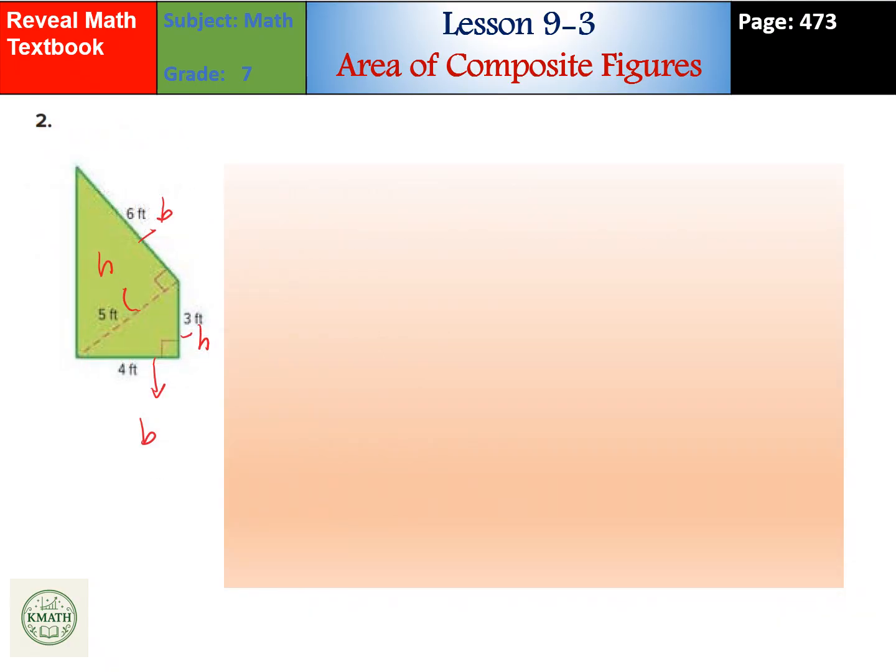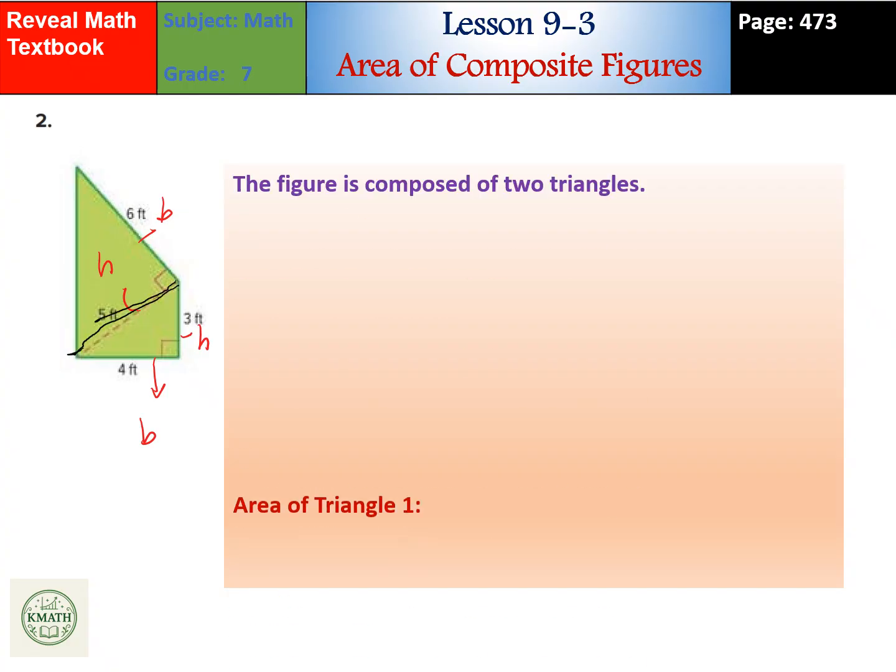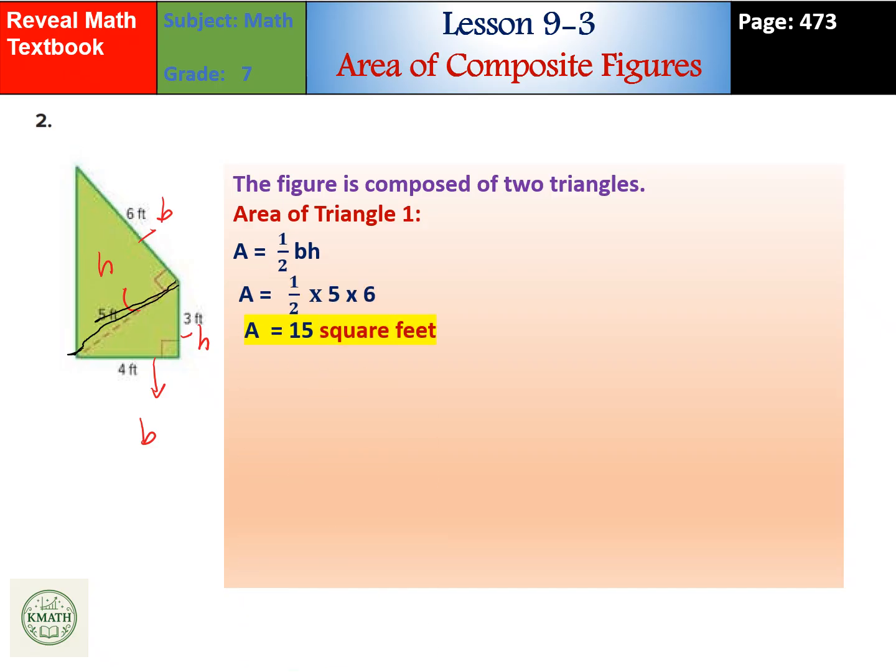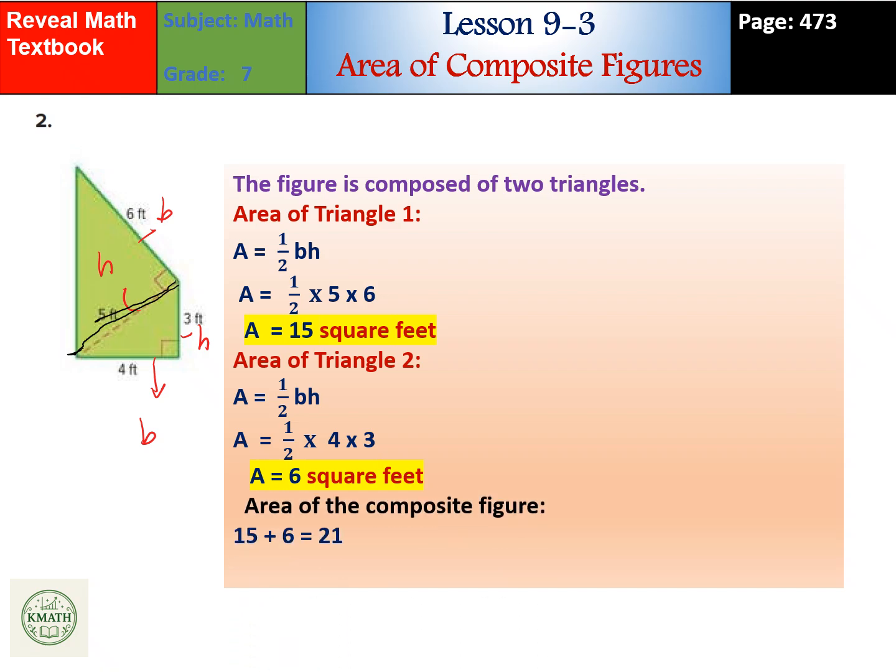If you look at the picture, you can see two triangles, and this is the base and height, and here this is the base and height. So use the formula base times height divided by 2. 5 times 6 divided by 2, 30 divided by 2 is 15. For the other triangle the numbers are 4 times 3, that is 12. 12 divided by 2 is 6. Now add both of them. 15 plus 6 is equal to 21. So the total area of the figure is 21 square feet.